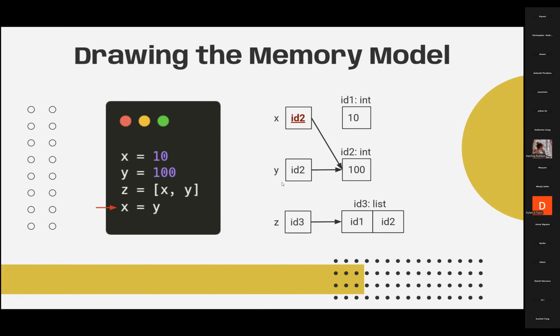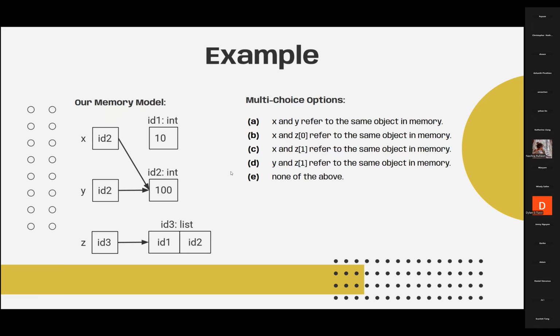Yes. Okay, awesome. Great job, guys. Now we can see that from here, both X and Y are going to refer to the same object in memory. Why is that? It's because they have the same ID. And now X and the second element in Z are also going to refer to the same object in memory.